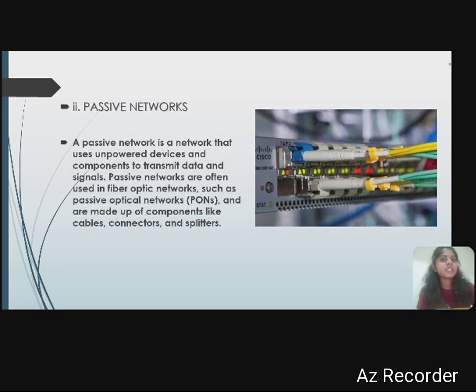Then the second one is the passive network. In the passive network, unpowered devices and components are used to transmit data and signals. Passive networks are often used in fiber optic networks such as passive optical networks, PONs, and are made up of components like cables, connectors and splitters. These are the passive networks.